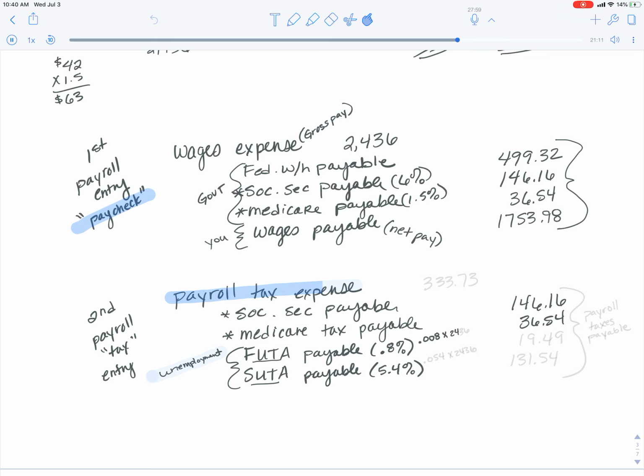So that's $19.49. And the same with state unemployment tax. So you're going to put that in your calculator, 0.054 times gross pay, and that's going to be $131.54. So these are all of your payroll taxes payable.